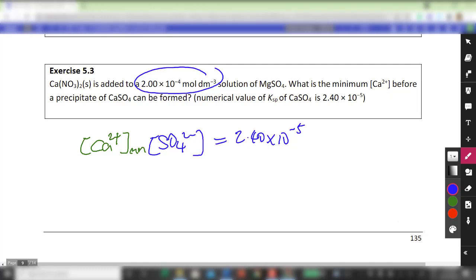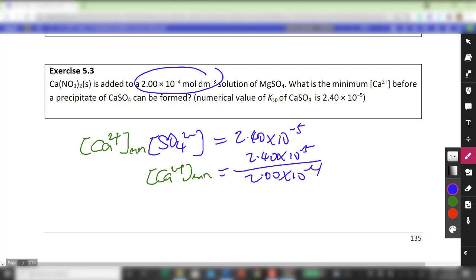So all I need to do is just to shift this thing over. So I'm going to get calcium 2+ minimum, and this is simply equal to 2.40 times 10 to the power minus 5 divided by 2.00 times 10 to the power minus 4. And then from here, I'm going to get 0.120 moles per dm cube. So this is simply the concentration of calcium 2+ in that solution.